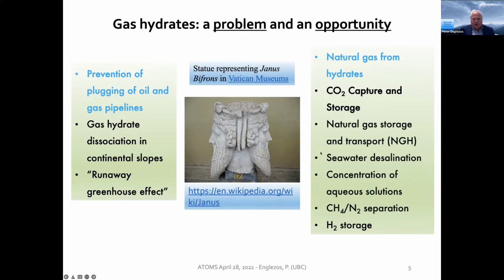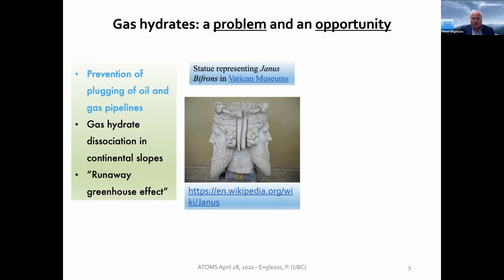On the other hand, it's an opportunity, and we can look at hydrates in the earth as a potential source of natural gas. We've been looking at ways of taking advantage of that tremendous concentration of gases in the hydrate phase for natural gas storage or CO2 capture and storage, and other opportunities.